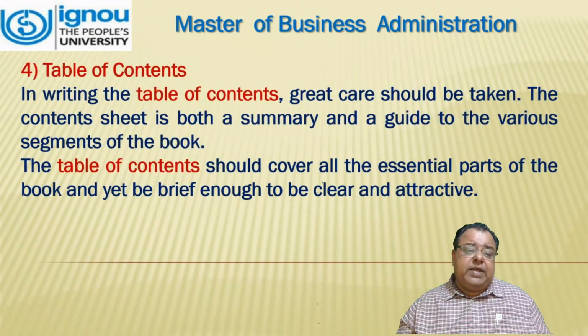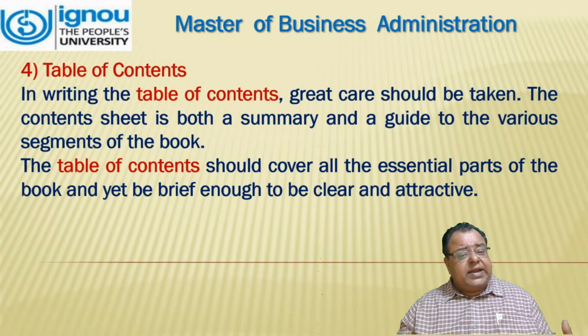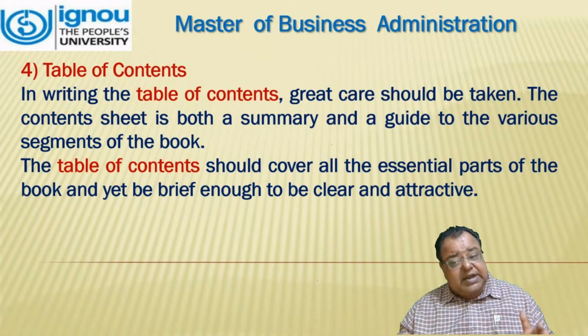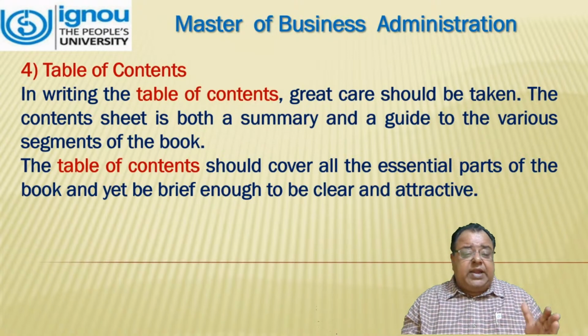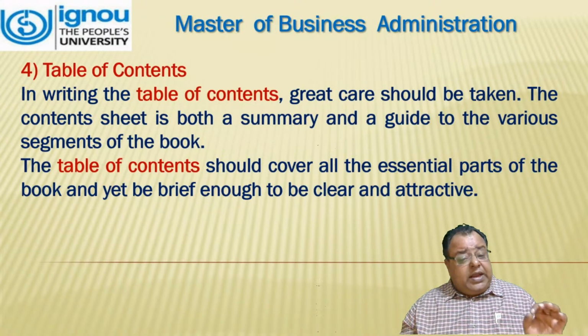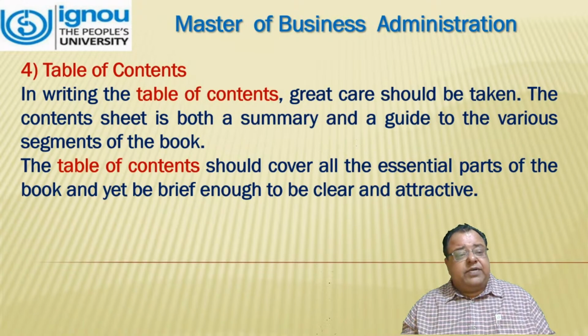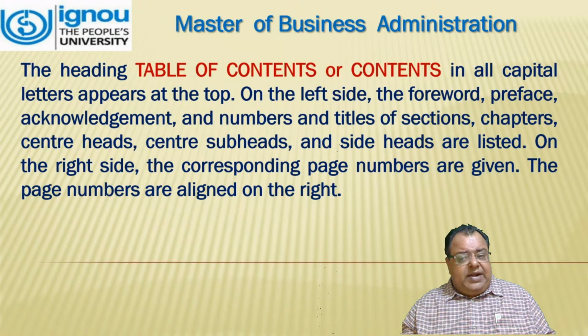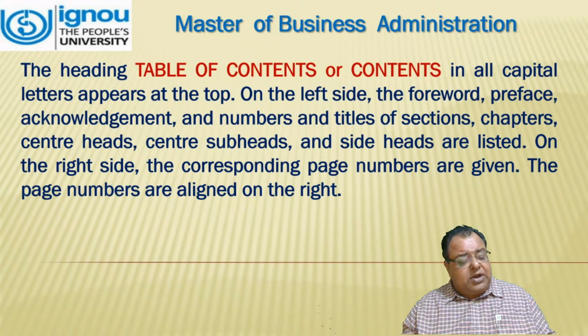Now we move to the table of contents. In writing the table of contents, great care has to be taken. The content sheet is both a summary and a guide to the various segments of the book. The table of contents should cover all the essential parts of the book and yet be brief enough to be clear and attractive. The heading, "TABLE OF CONTENTS" or "CONTENTS," in all capital letters appears on the top.